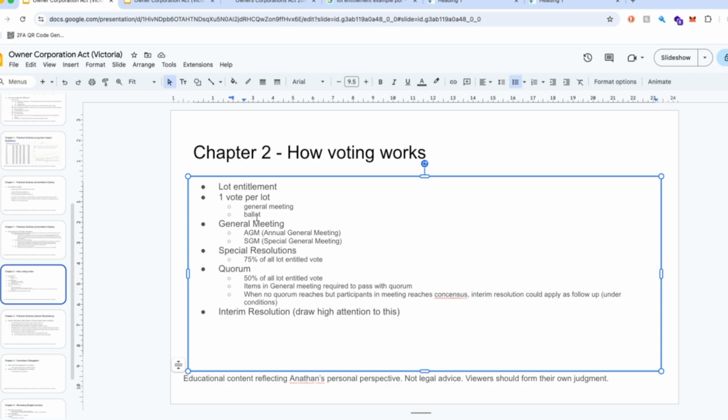You can think of it as sending out an electronic vote to the members of the OC, and then they can vote electronically. But ballot can take various forms. It can be electronic, it can be by letters, for example, as long as it's legit and compliant with the OC Act. So just to show you where this section is.